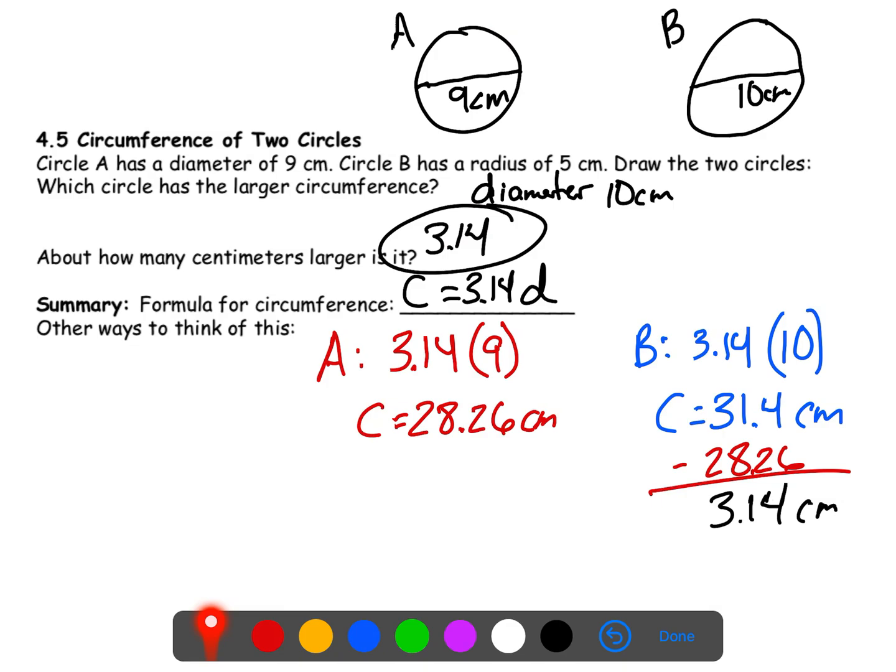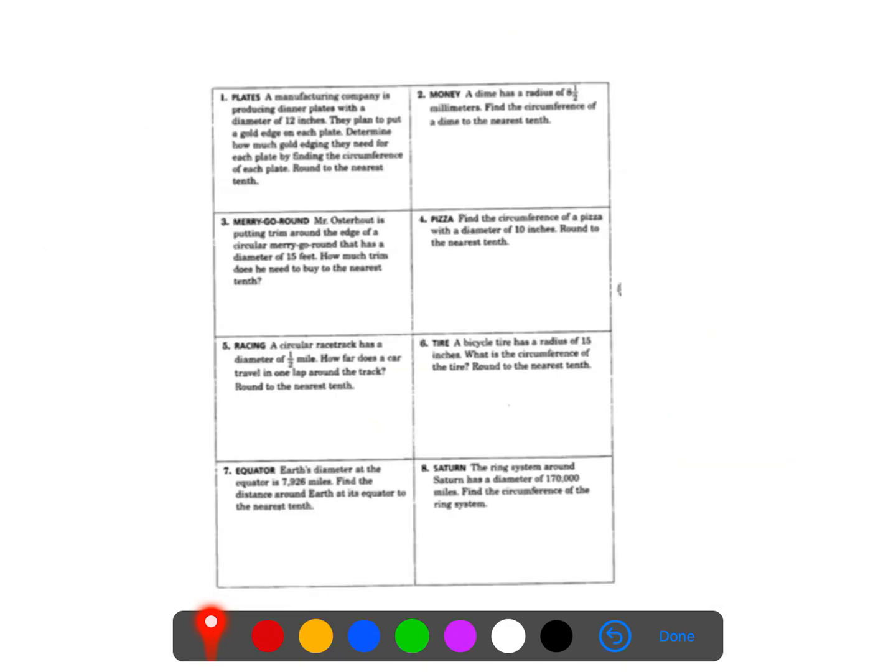Okay, the back of your sheet has different questions using the circumference of circles. Please pay close attention to that vocabulary. If it's telling you about radius or diameter or circumference, make sure you know which one you're using and how you're using that equation for circumference to solve for what's missing.